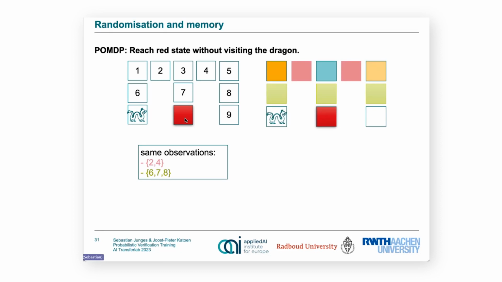Now, the problem is that you cannot observe whether you're actually in state 6, 7, or 8. And likewise, you cannot observe whether you're in state 2 and 4. You can think of this as a room. You're in a room, you see doors on the left and the right, but you don't know in which of those rooms you are.